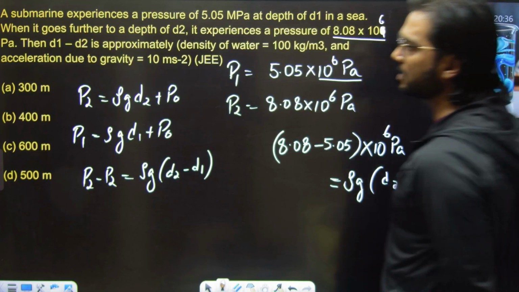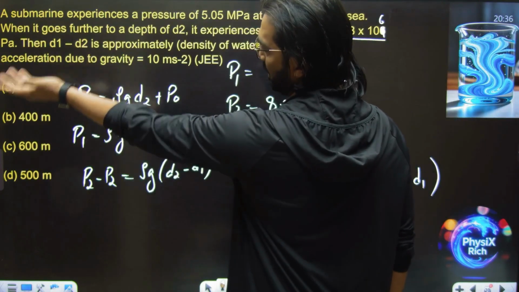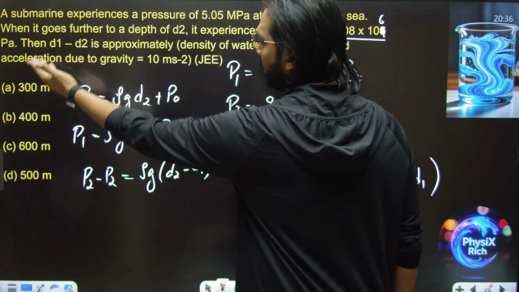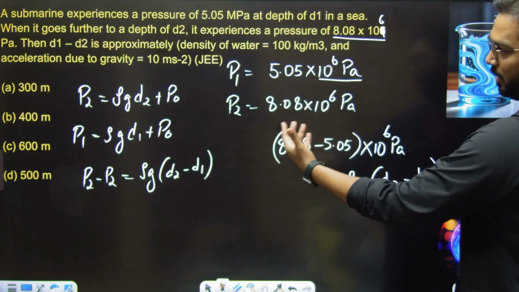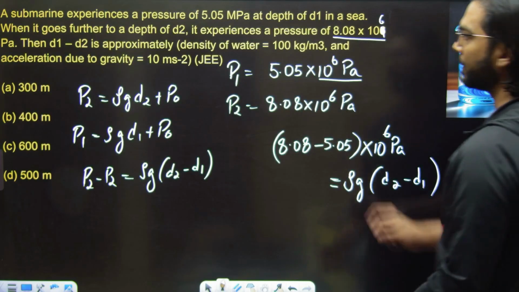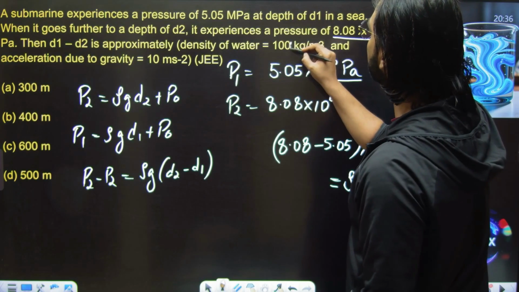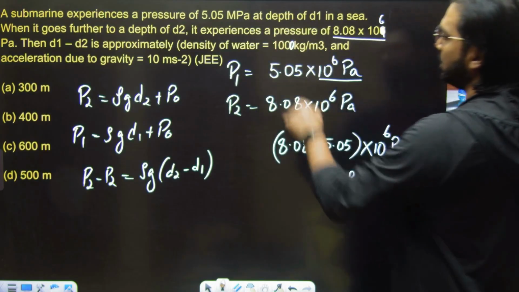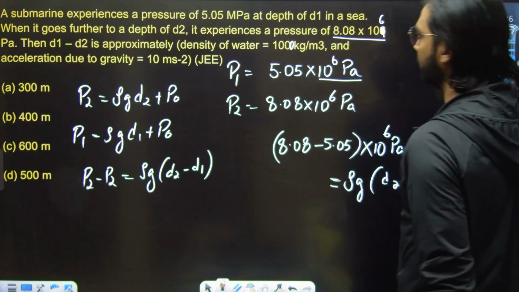In the question, he asks us what is D1 minus D2, but obviously he's asking about the magnitude. So D2 minus D1 and D1 minus D2 are practically the same things. One more small error in the typing of this question is that there should have been a 10 to the power 3 kg per meter cube for the density of water.